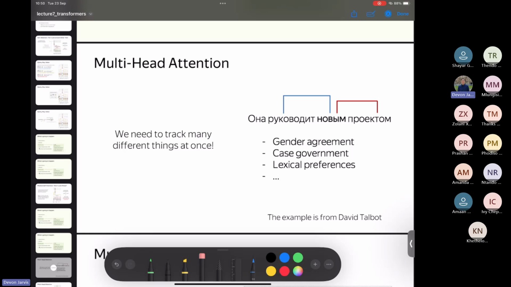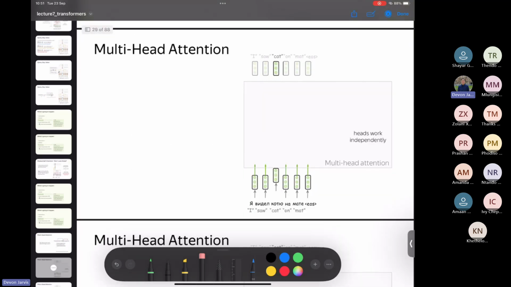We want to have many things, right? You want to look back in your text for names. You want to look back in the text for gender agreement. You want to look for lexical preferences. You want to go back and look through a whole bunch of information that came through in that sentence, right? So one attention mechanism isn't going to be enough to find multiple relationships between words. And so what we actually have to do is just have multiple of them, all right? And so it is genuinely that idea.